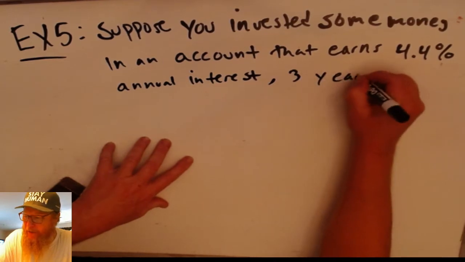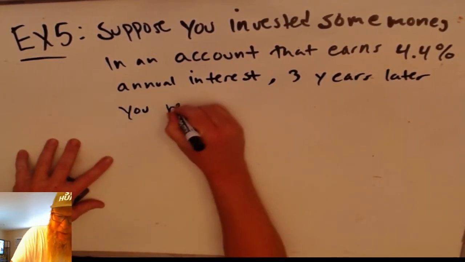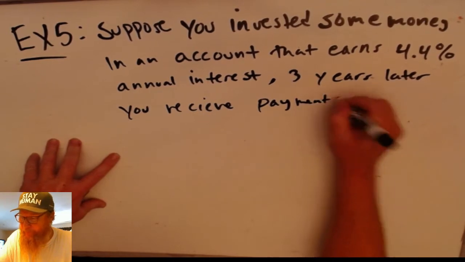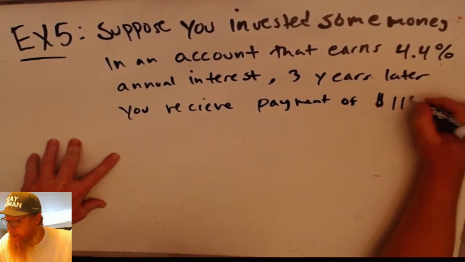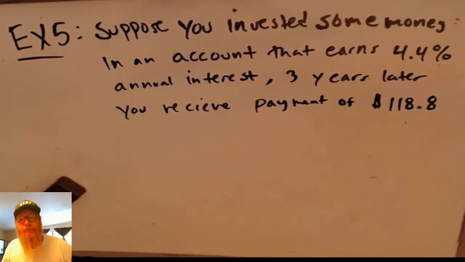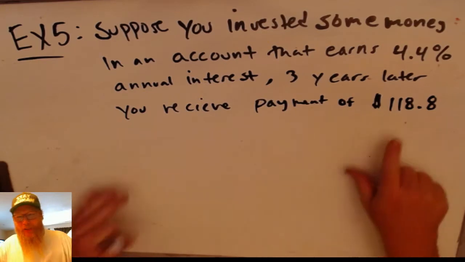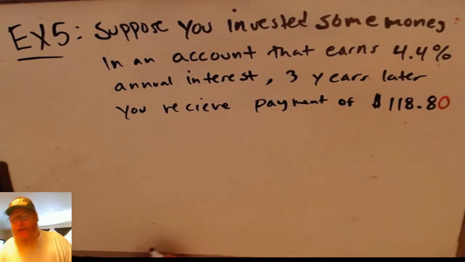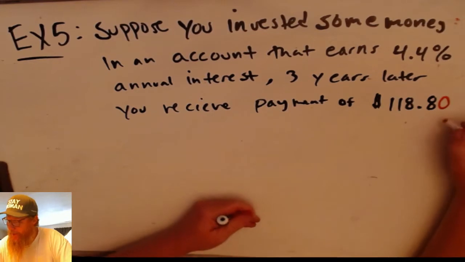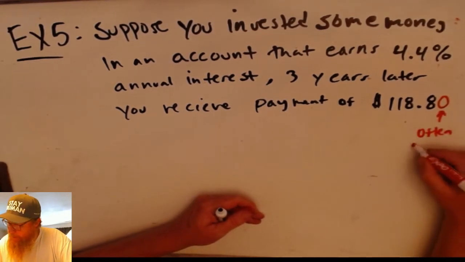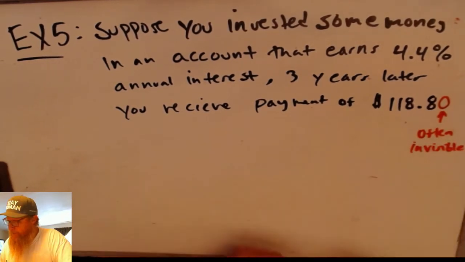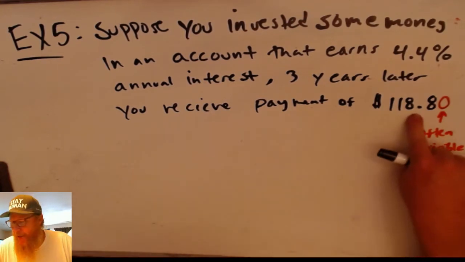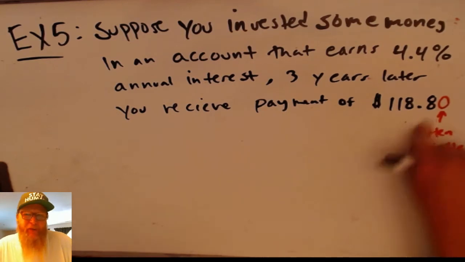And then 3 years later, you receive a payment of $118.80. Now, when you're doing these financial math problems, whenever the cents end in a 0, it typically doesn't put it, so there's an invisible 0 right there. So that's $118.80. This 0 is often invisible. I've never seen an item on sale at a store that says $118.8 without the 0. But in math, we often omit that 0.